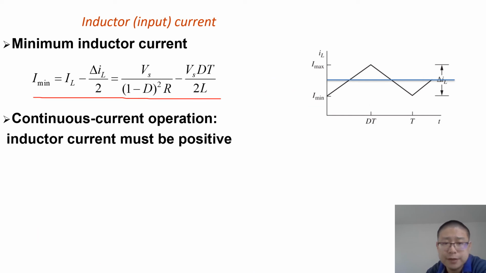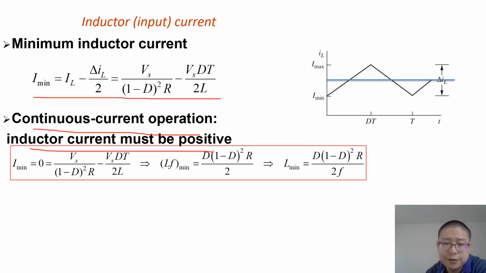So we have obtained the minimum current, and in order to guarantee continuous current operation, the inductor current must be positive. So by setting the minimum value to 0, we can obtain the minimum value for the inductor inductance. This means that if we want the circuit to work in continuous current mode, we need to select the inductance of the inductor to be greater than or equal to the L minimum.